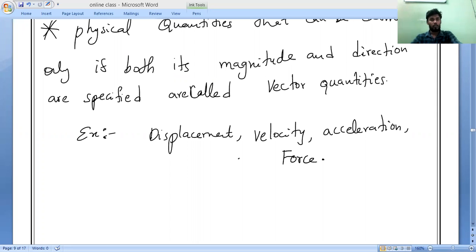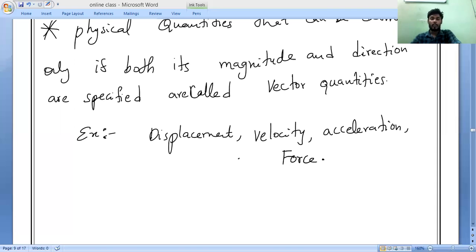If all of you open your textbook, you can see page number 3. Two examples where a body travels a certain distance, but the final displacement of the body is 0.